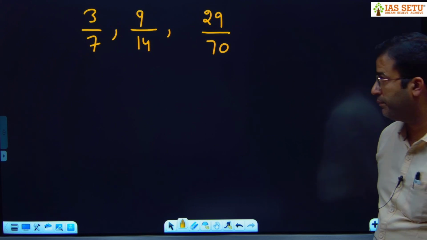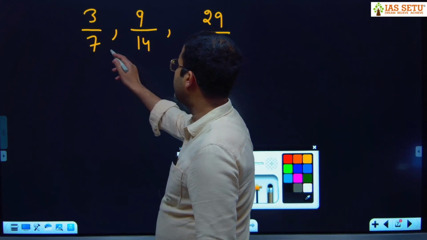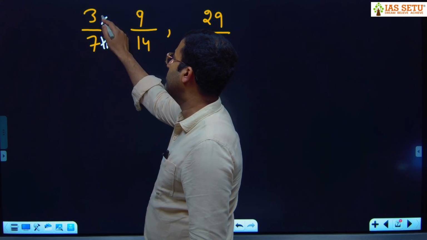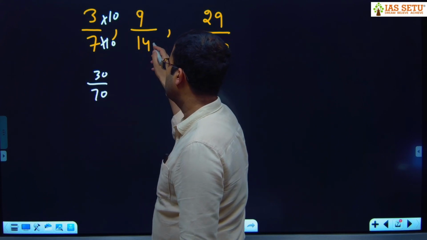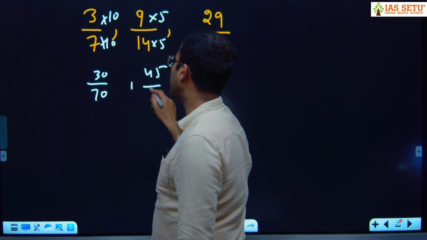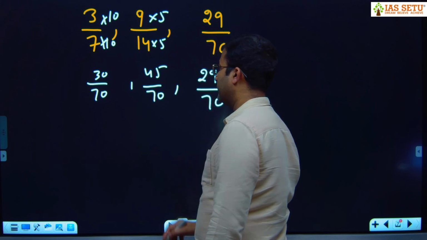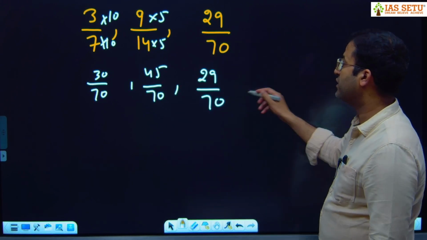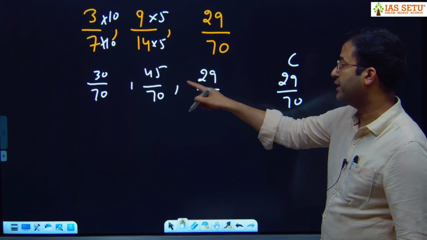CAB. Okay. So what we will do, we try to make it 70, multiply with 10, multiply with 10. So this is 30/70. Multiplied with 5, multiplied by 5, 45/70. This is 29/70. So which one is the smallest? 29/70, that is C, then A, then B.